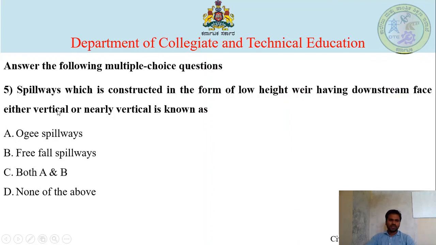Next question. The spillway which is constructed in the form of a low height weir having a downstream face either vertical or nearly vertical is known as the Ogee spillway. Option B, free fall spillway. Option C, both A and B. Option D, none of the above. We'll see the answer. Option B, meaning free fall spillway.